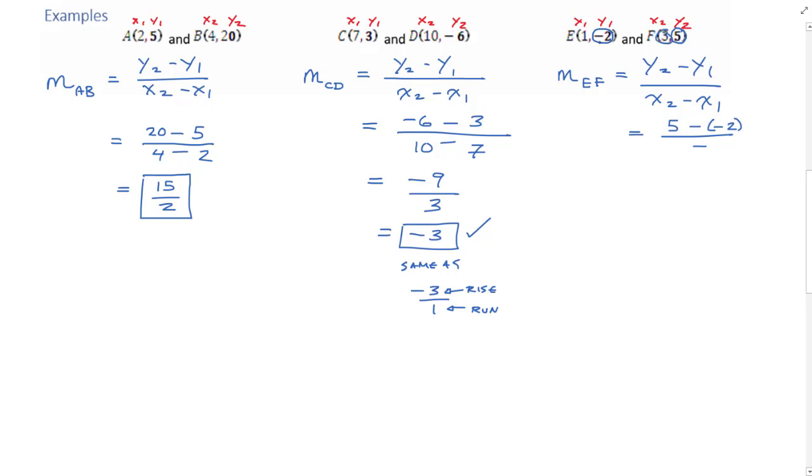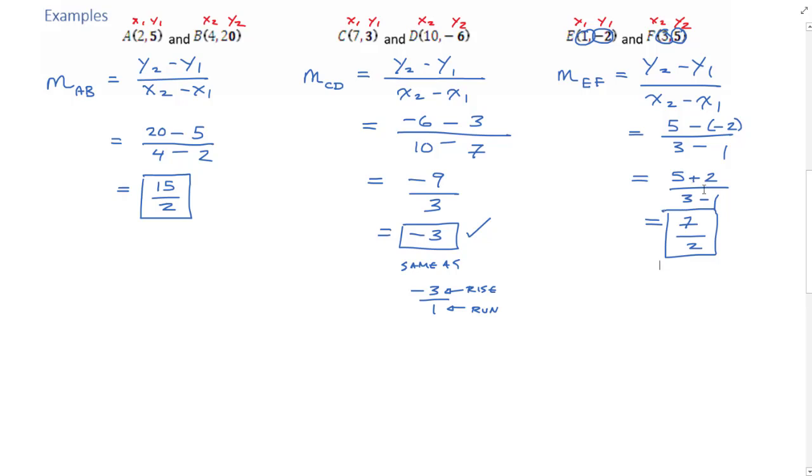On the bottom, it's just 3 minus 1. All right, so on top, 5 minus negative 2 is really 5 plus 2 over 3 minus 1. 5 plus 2 is 7. 3 minus 1 is 2. Done. 7 over 2. So we have a rise of 7 and a run of 2.